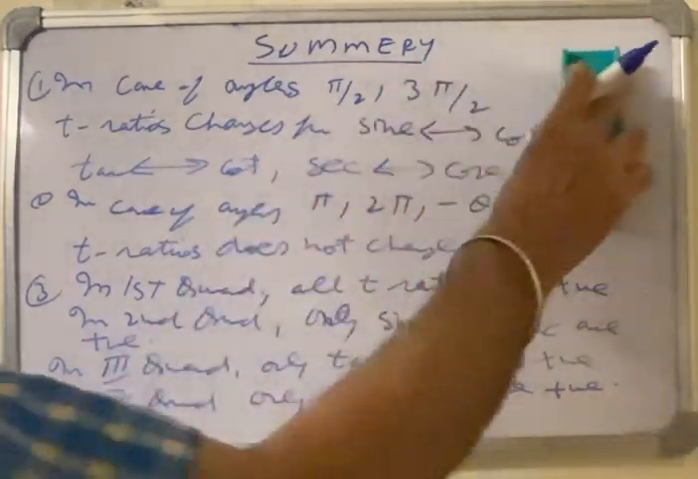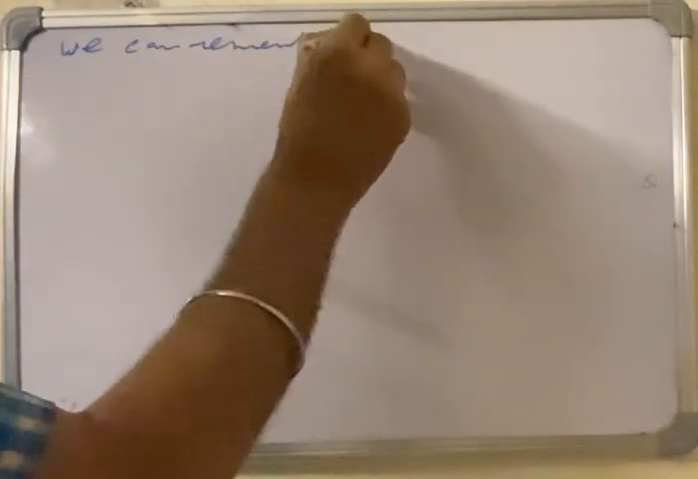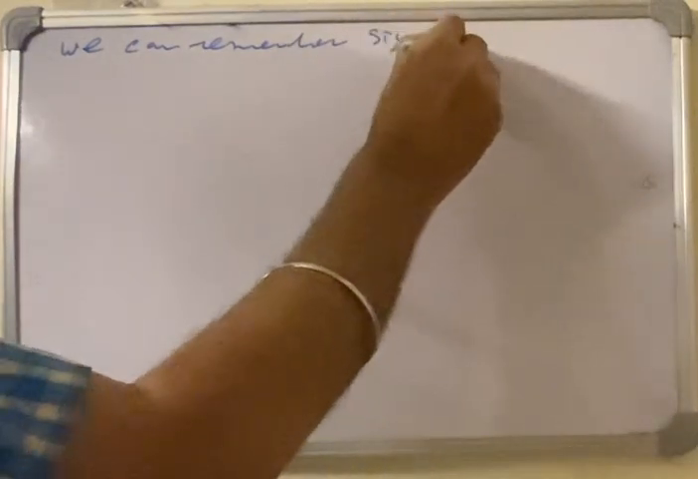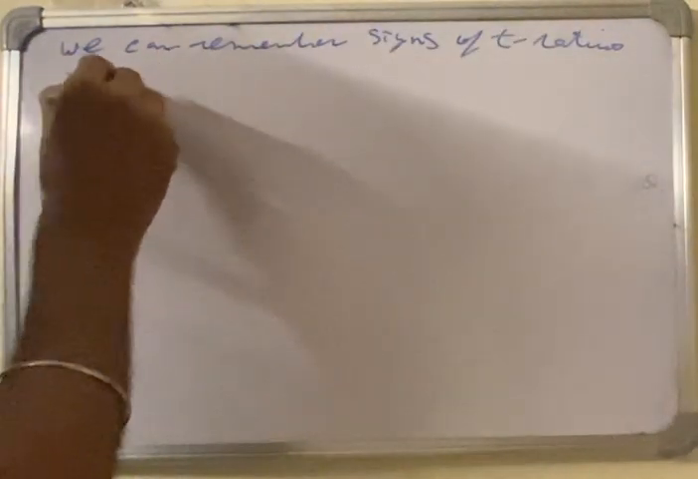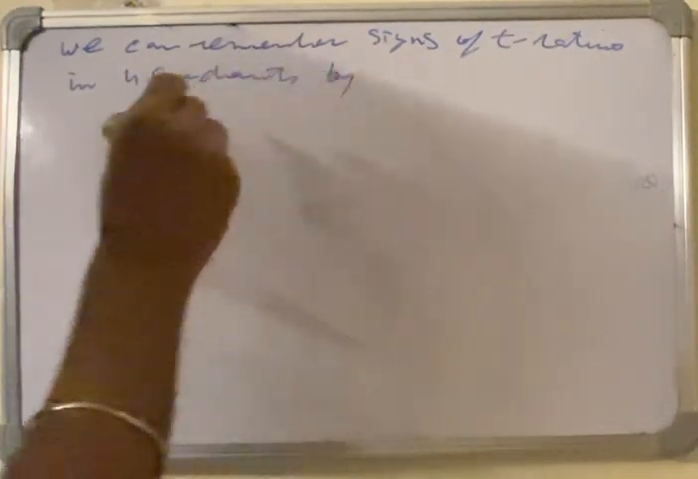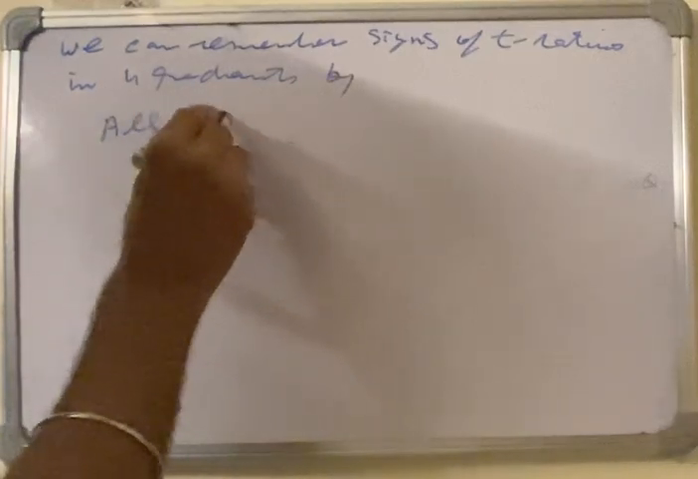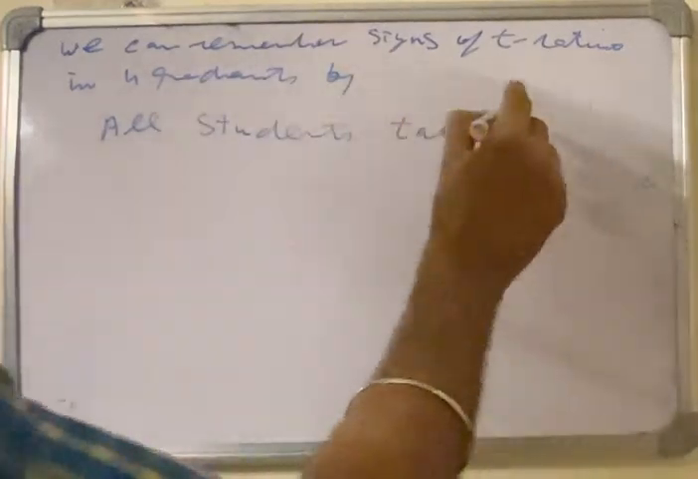We can also remember these signs of trigonometric ratios in four quadrants by: All Students Take Coffee.